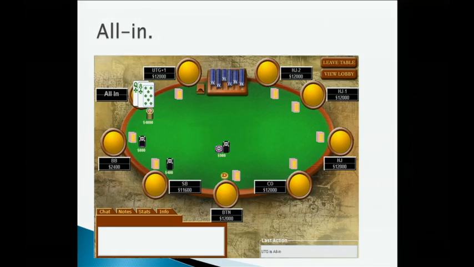So yeah, here's another example. Queen-8 suited, you normally wouldn't go all in with that. You normally would just fold under the gun if you had a lot of chips, but with only 5 big blinds, going all in is fine.